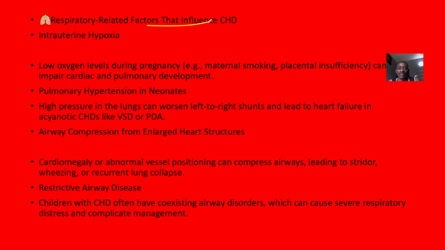Do you understand? So the systems can affect each other, vice versa. So cardiomegaly or abnormal vessel positioning can compress airways, causing restrictive airway disease. Then children with congenital heart diseases usually have issues with what? Their respiratory system. It mostly goes hand in hand. Do you understand?